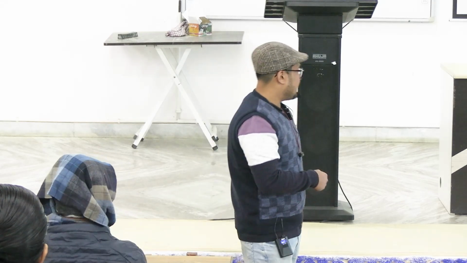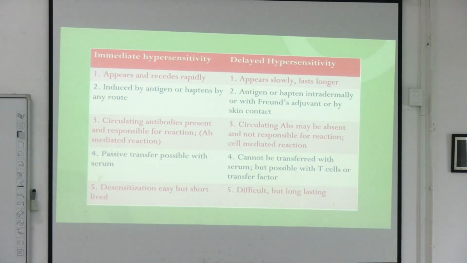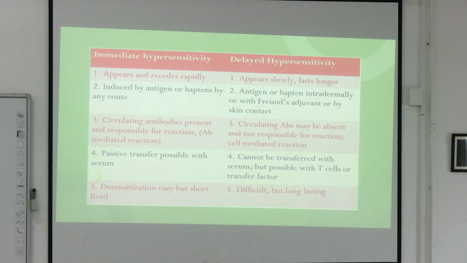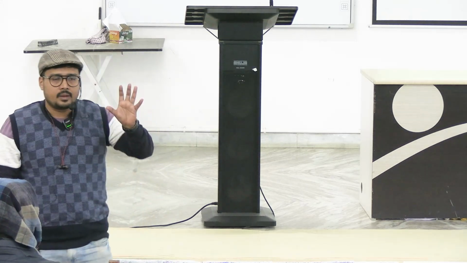Desensitization means, if we take back the allergen or the pollen or the thing that is responsible for the atopy or the hypersensitivity reaction, the desensitization is easy, but short-lived. After recurrence of the antigen, it will appear again in terms of immediate type of hypersensitivity reaction. But desensitization is difficult in delayed type of hypersensitivity because the helper T cell or the memory T cell retain a memory. Those are long lasting. Okay?